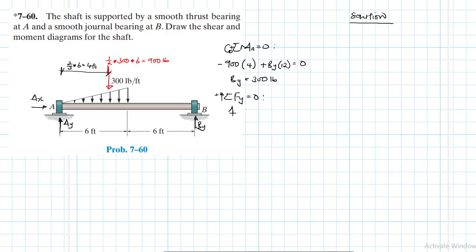What do we have? We have AY plus BY minus 900 equal to 0. Therefore, our AY is just going to be equal to, we know what BY is here. Okay. So AY, so we have BY, which is 300 minus 900. This gives us 600. Therefore, this is equal to 600 pounds. And then summation of moments in the x direction equal to 0. We have AX equal to 0. All right.